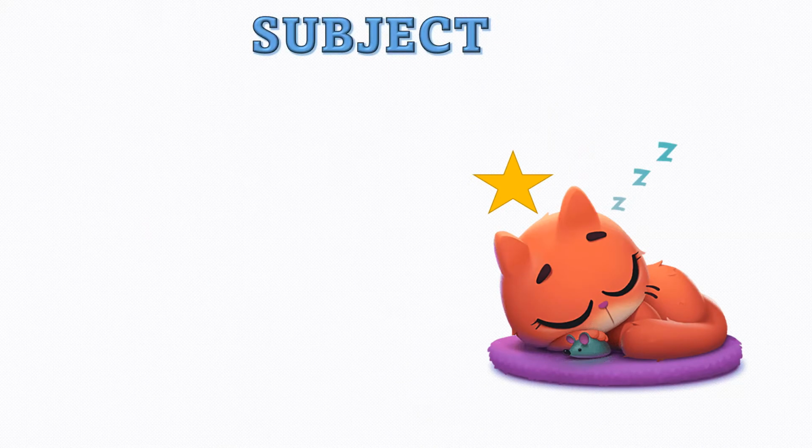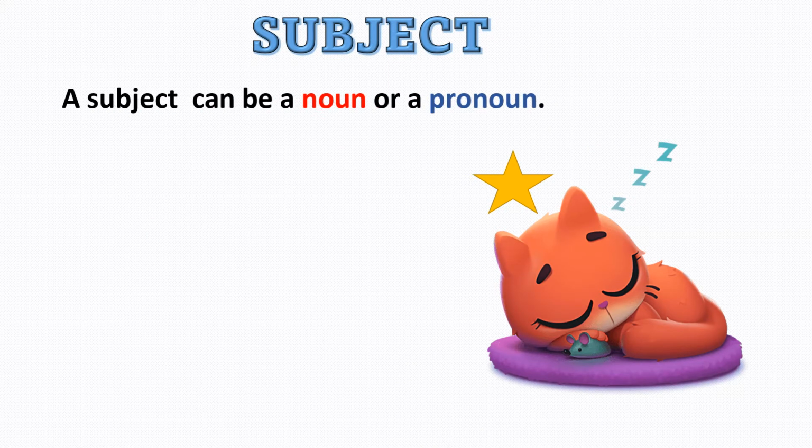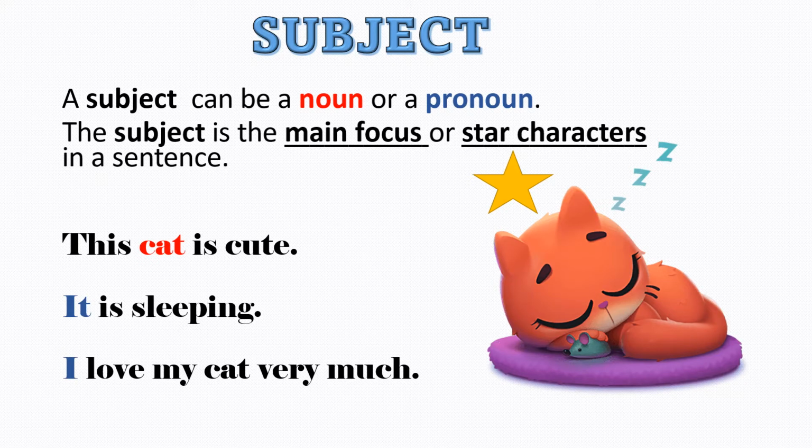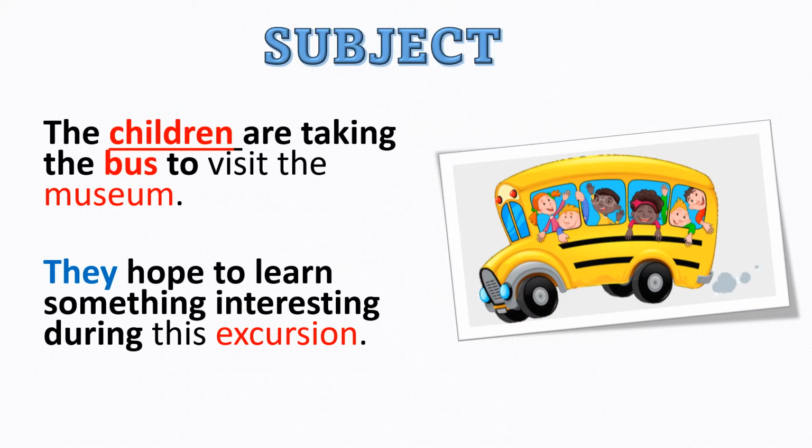What is a subject? A subject can be a noun or a pronoun. It is the main focus or star characters in a sentence. Look at these example sentences. The colored words are subjects. Now look at these sentences.